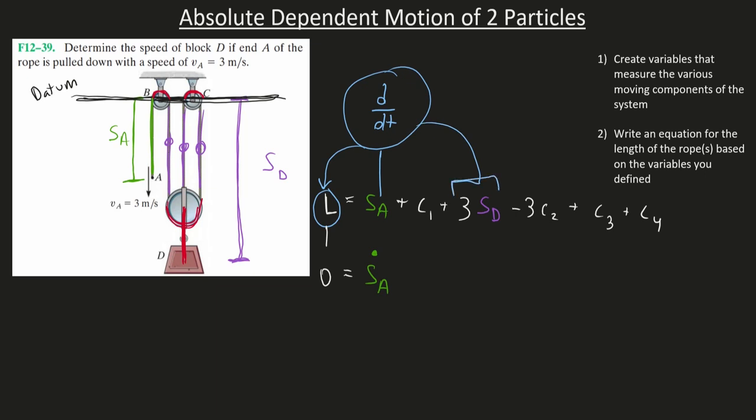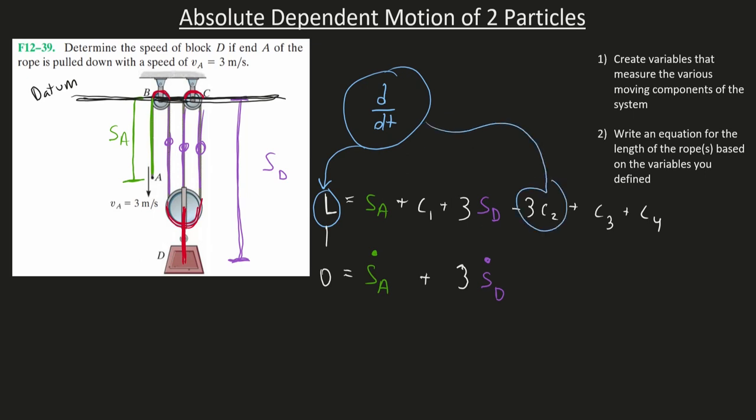Derivative of this guy. SD is a variable. It measures out the position of block D. Therefore, the derivative of the position variable of D will give me the velocity of D, which I'll just say as SD dot. And I can't forget this 3. Remember, this 3 is getting multiplied into this variable. That's why it sticks around.